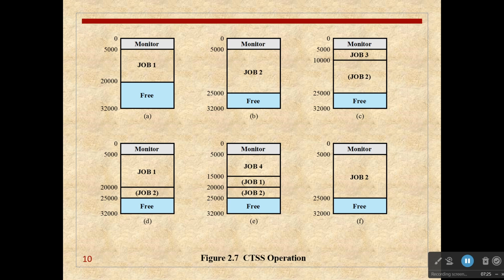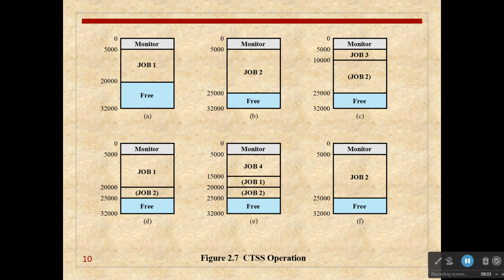Initially, the monitor loads Job 1 and transfers control to it. A. Later, the monitor decides to transfer control to Job 2. Because Job 2 requires more memory than Job 1, Job 1 must be written out first, and then Job 2 can be loaded. B. Next, Job 3 is loaded in to be run. However, because Job 3 is smaller than Job 2, a portion of Job 2 can remain in memory, reducing disk write time. C. Later, the monitor decides to transfer control back to Job 1.